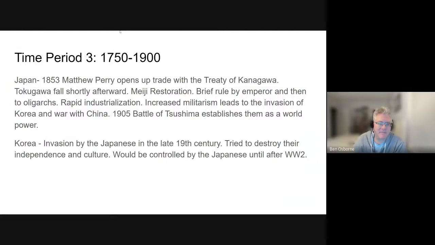All right, time period 3 continued here. Let's look at Japan and Korea real quick. Japan is very much held back by the emperor of Japan. In 1853, Matthew Perry, the American Commodore, will open up trade. Again, the United States is looking for trade opportunities, but we were a little late to the imperialism situation, so we don't get anybody there until quite a while.